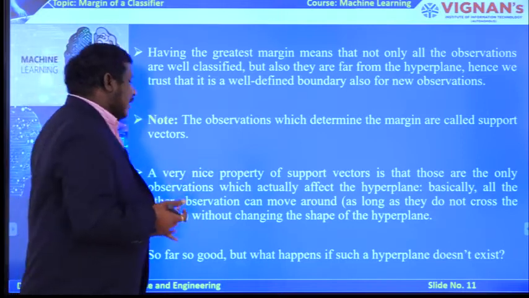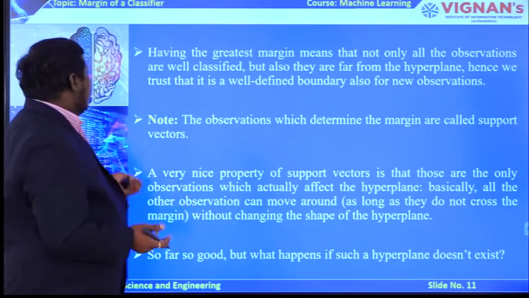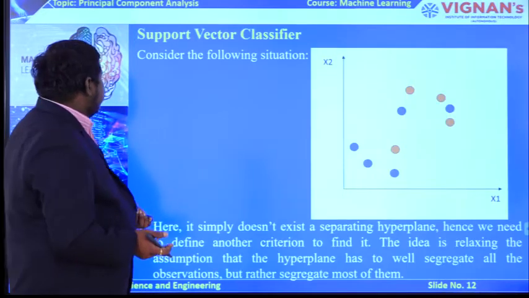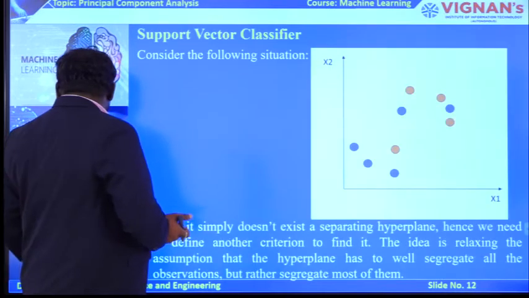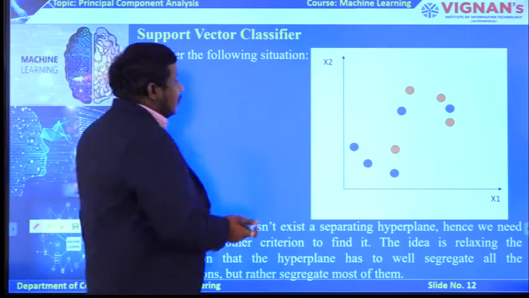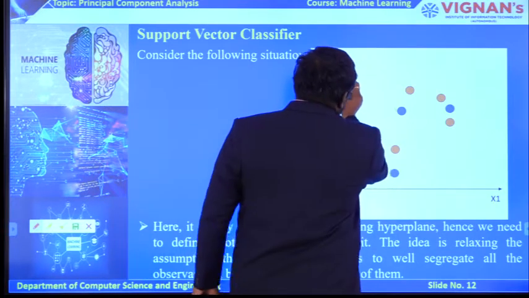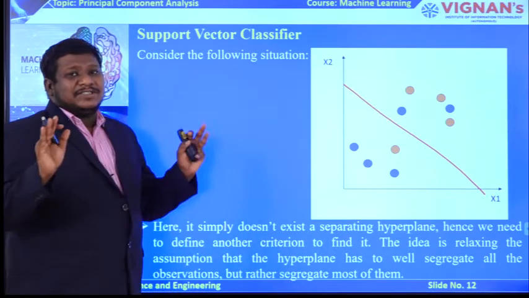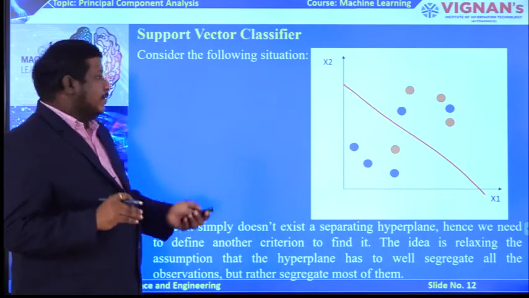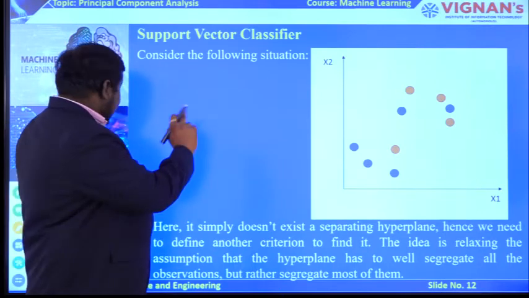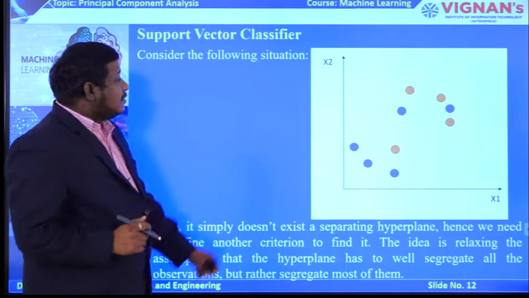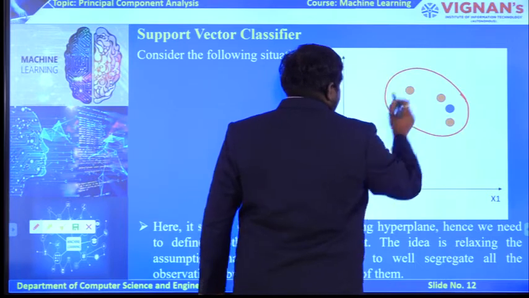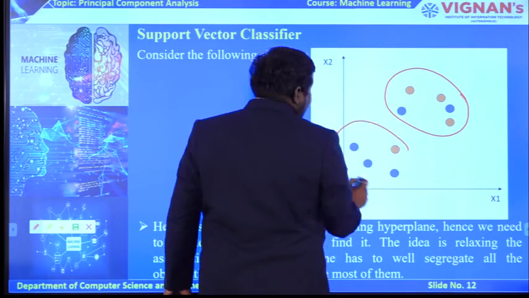That can be done with the help of support vector classifiers. So let us see that. Support vector classifiers. Consider the following situation. Suppose in this graph, you need to draw a hyperplane. But what is the problem here? We are considering problems where we don't have any hyperplane. Now if you see the combination of elements, these are a combination of elements of orange color and this is a combination of elements of blue color.